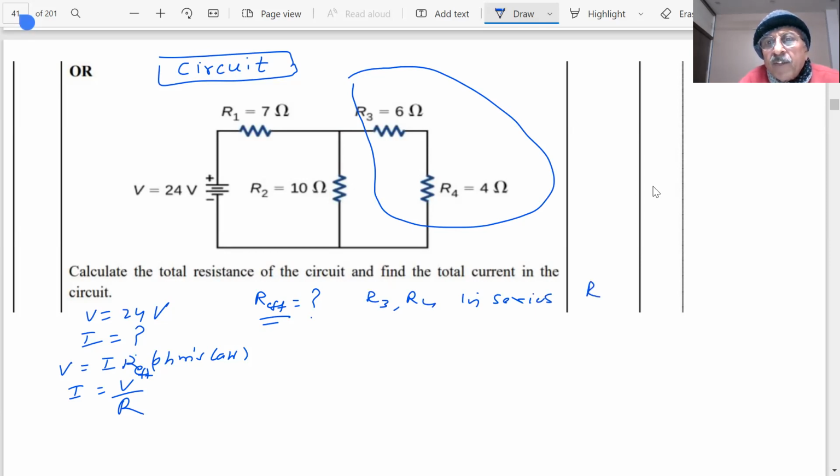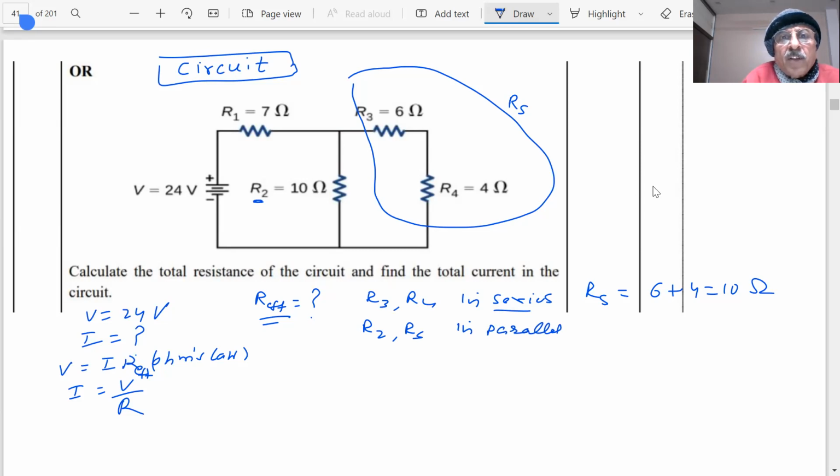Then what will be the resistance in series? RS is the sum of the two. 6 plus 4, it becomes 10 ohms. Series formula. Now R2 and RS. This is now my RS, student. R2 and RS, what is happening to them? They are in parallel, student. See the result of this. This whole circuit, I can replace it like this, student. This is how much coming? This is 10. This is also coming 10.